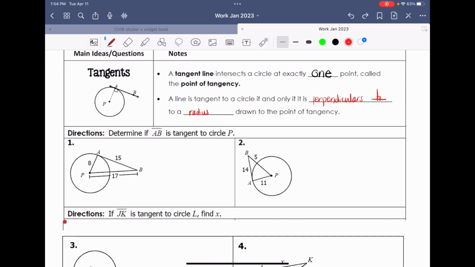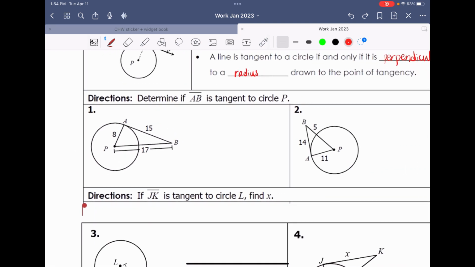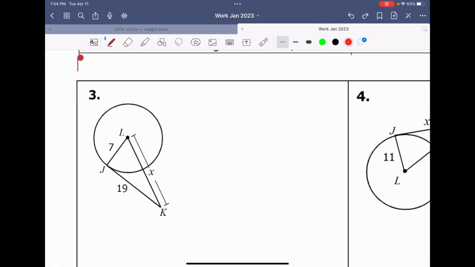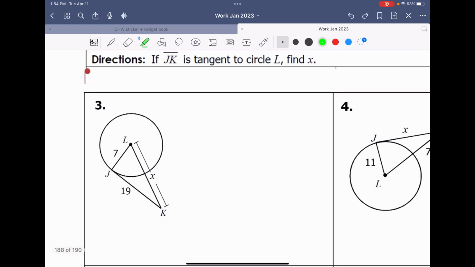All right, so what we are going to do is, I'll come back to numbers 1 and 2. We're actually going to start on 3. And what we're going to do is they are telling you in the directions, it says JK is tangent, okay? So this line is tangent. They're not asking you whether it is or not. They're just saying yes, it is a tangent, and we're going to find X.